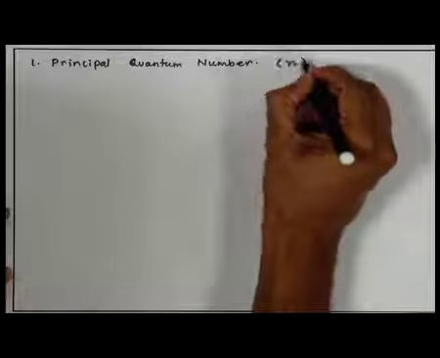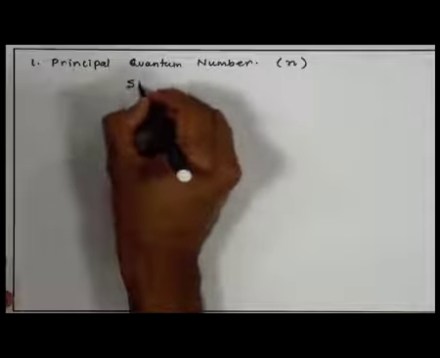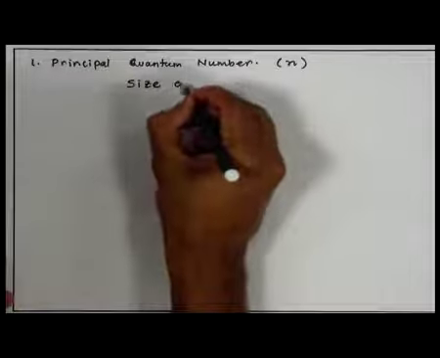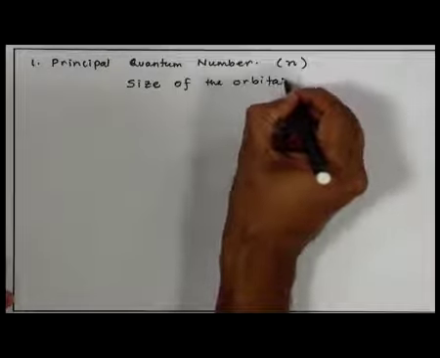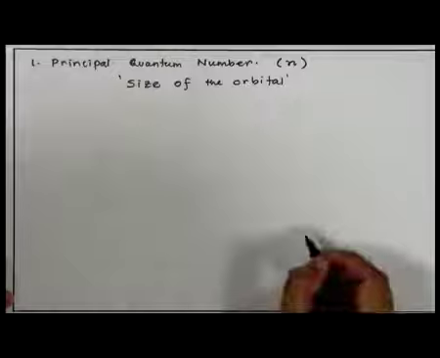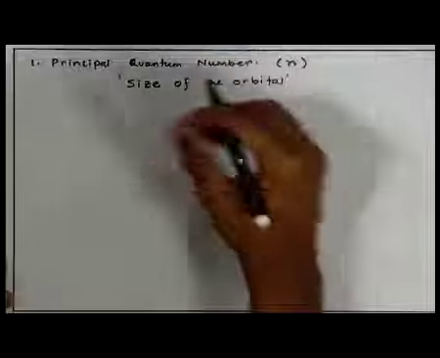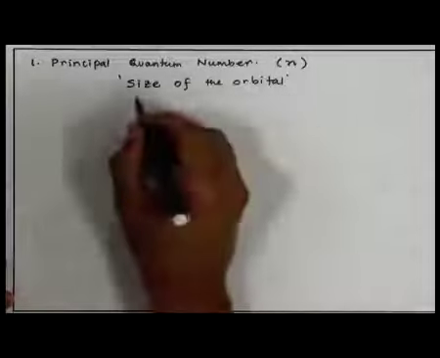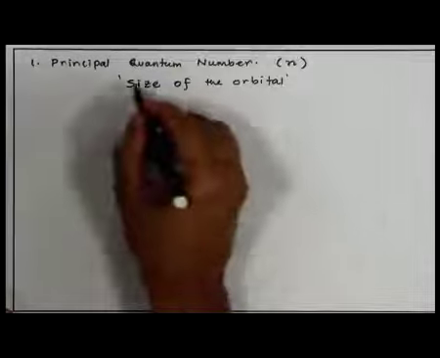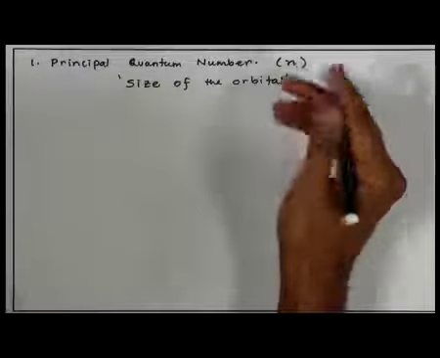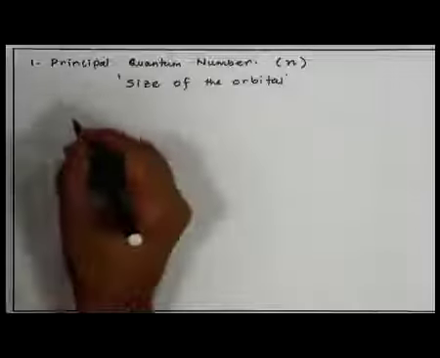Principal quantum number, which is given by the letter n, tells us about the size of the orbital. It is like how big the house of the electron is. This is the size of the orbital, whether it is a big orbital or a small orbital, the house is big or small. To a large extent, this principal quantum number also decides the energy of the orbital, but we will come to that in a moment's time.